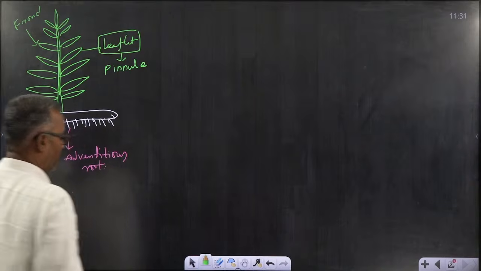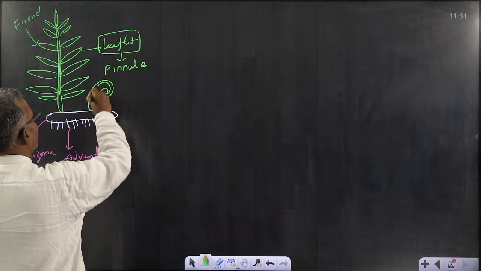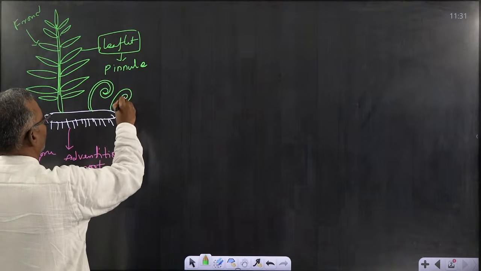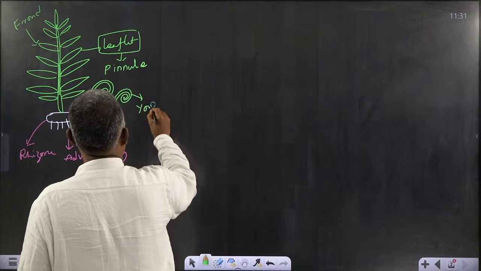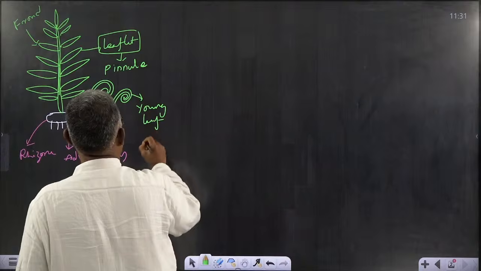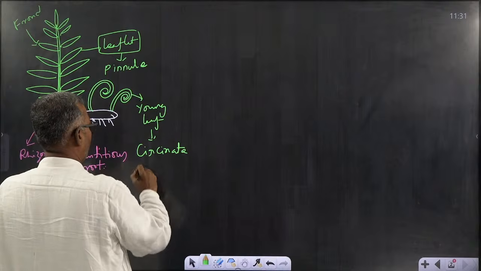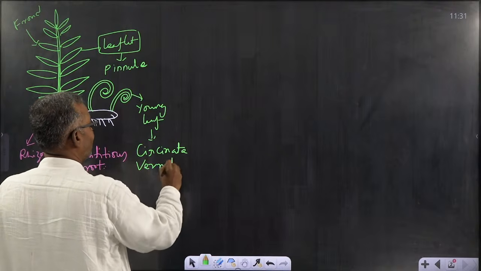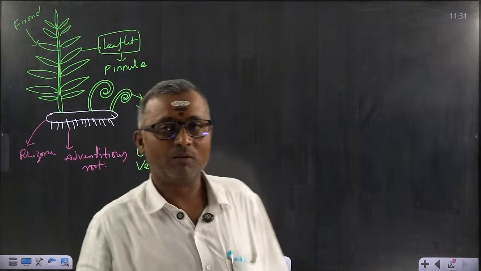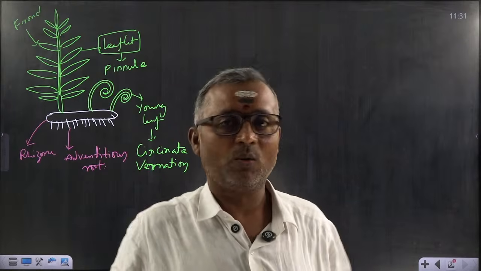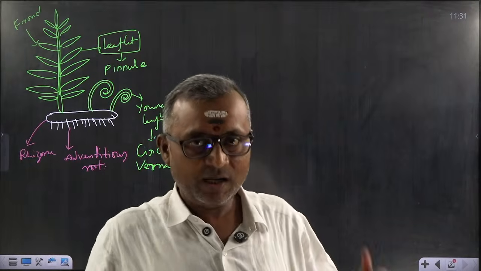Now this is a compound leaf. The younger leaves show circinate vernation. What? Circinate vernation. This is a young leaf. It shows circinate vernation. It is not venation. Don't get confused between the terms vernation and venation. It has to be pronounced as vernation.